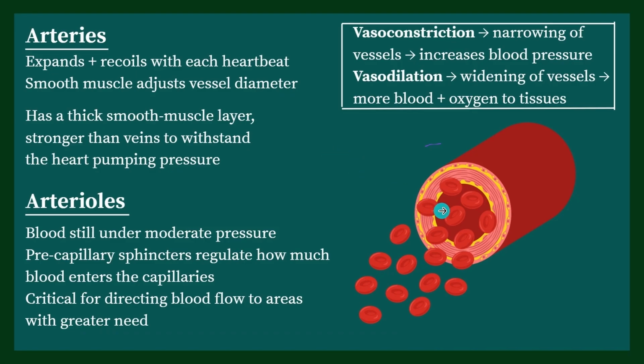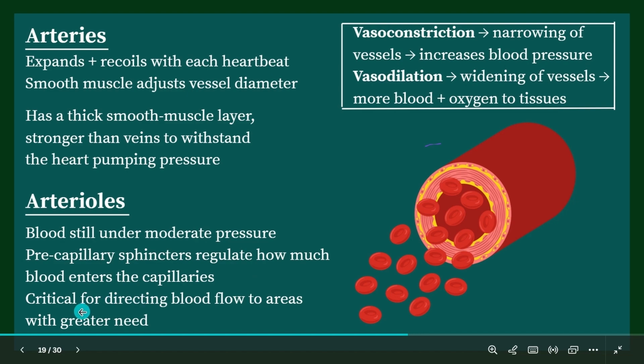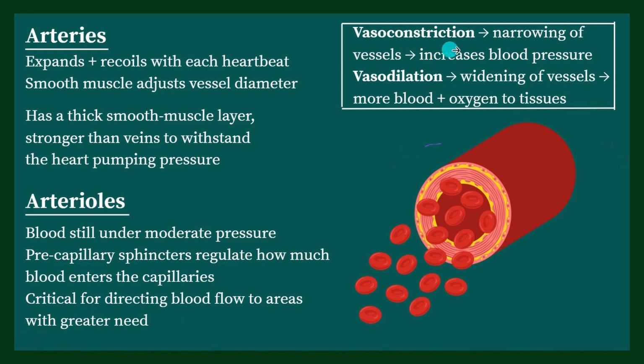Arterioles, which are the smaller versions that have branched out before they become capillaries, are still under some moderate pressure. And then there is a sphincter between the arteriole and the capillary to regulate how much blood enters the capillary, which is critical for directing blood flow to areas with greater need. And something just for you to know for the MBLEx: vasoconstriction means when the blood vessels narrow, and vasodilation is when the blood vessels open. So if we need less blood, we have vasoconstriction, and if we need more blood, we have vasodilation.